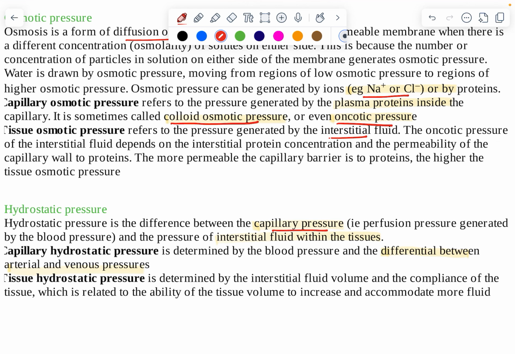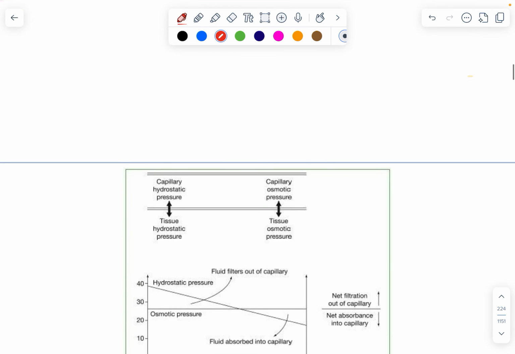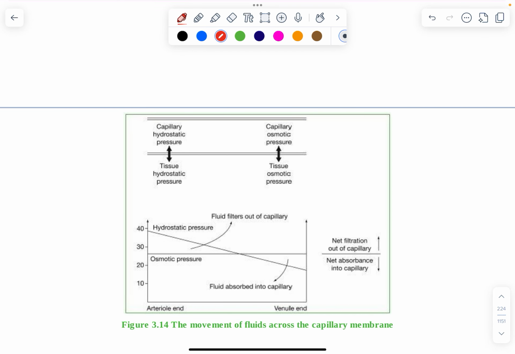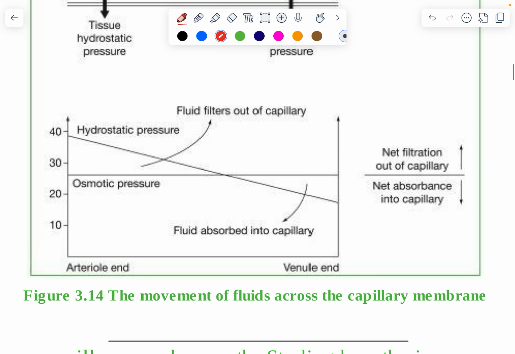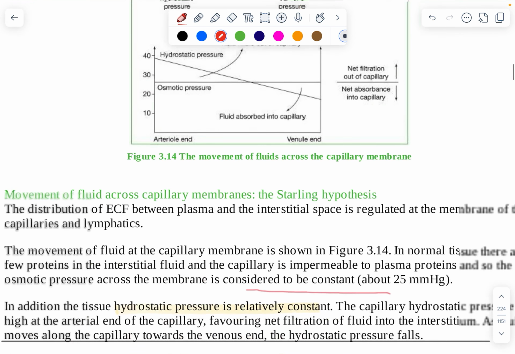Hydrostatic pressure is the difference between the capillary pressure, the perfusion pressure generated by the blood pressure, and the interstitial fluid pressure within the tissues. Capillary hydrostatic pressure pushes fluid out, against tissue hydrostatic pressure, while capillary oncotic pressure acts on this too. At the arterial end hydrostatic pressure is high, and at the venous end it is low, so fluid is absorbed into the capillaries. Fluids are pushed out of the capillaries, giving net filtration out of the capillary.